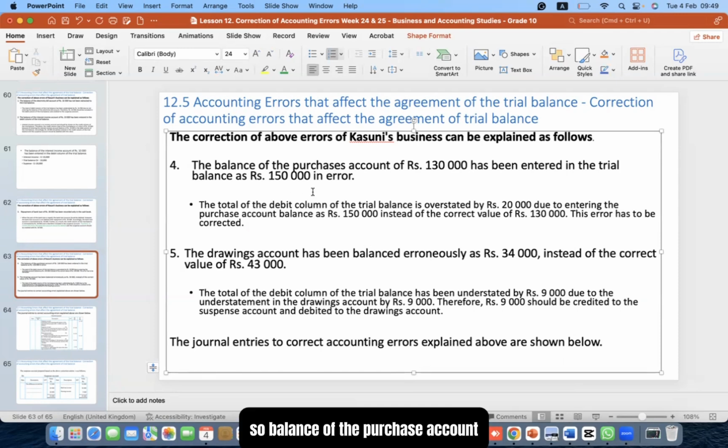So the balance of the purchase account, 1,30,000, has been entered in the trial balance as 1,50,000 in error. So the total of the debit column of the trial balance is overstated by 20,000 due to entering the purchase account balance 1,50,000 instead of the correct value 1,30,000. This error has to be corrected.